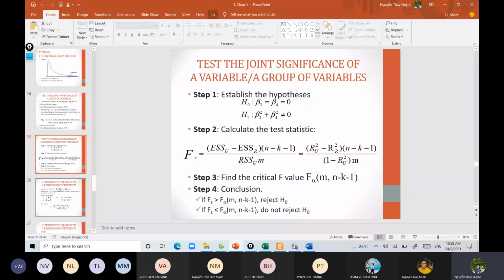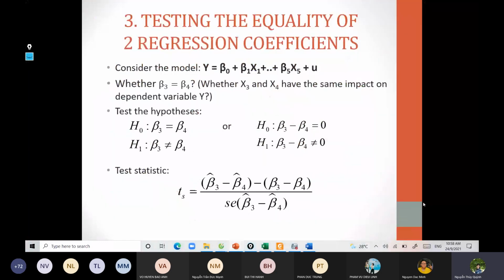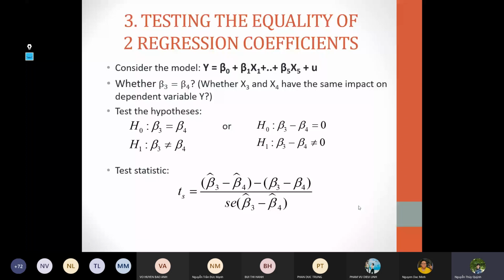Okay, now we want to test for the linear restriction of the regression coefficients, and the most typical type of test here is to test for the equality of two regression coefficients. When we want to test for the equality of two regression coefficients, it means that I want to know whether the effect of this variable on the dependent variable is the same as the effect of that variable on the dependent variable.